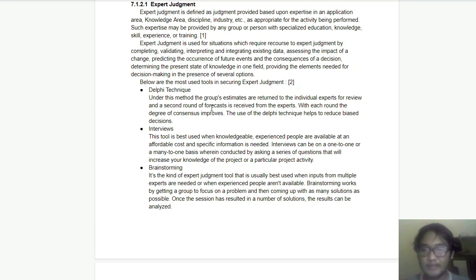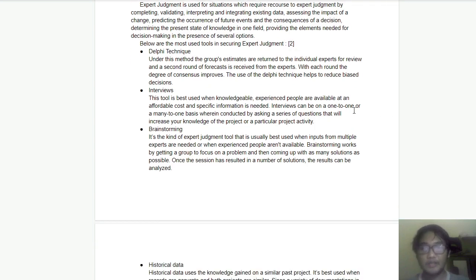So what this does is the group's estimates are returned to the individual experts for review. So first we have to make an estimate, and then we are going to give it to the experts for a review, and then we will receive forecasts from the experts, with each round the degree of consensus improving.